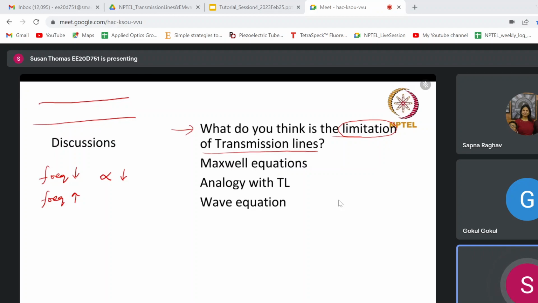Sorry, I have to just plug in my laptop to the charger.